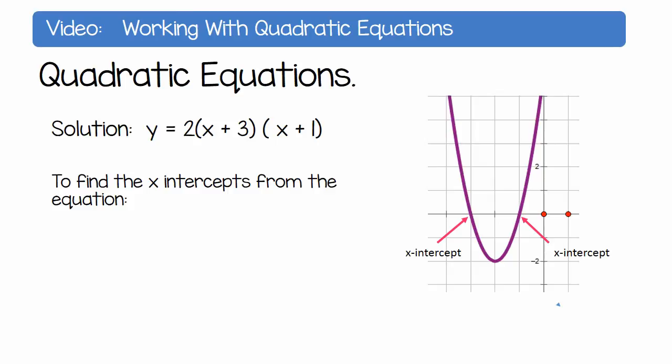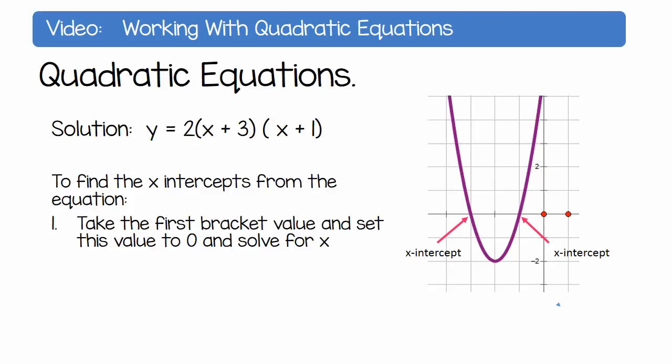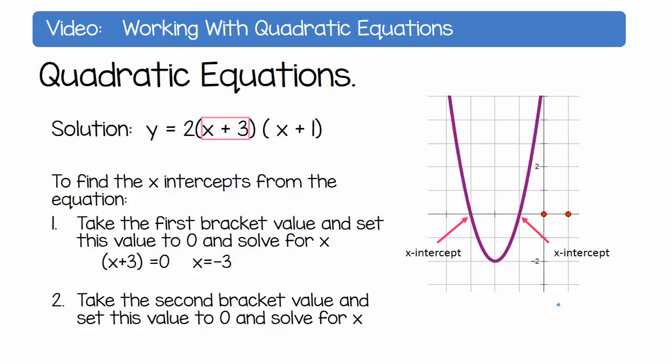To find the x-intercepts from the equation, take the first bracket value and set this value to 0 and solve for x. X plus 3 is 0, so x is equal to -3. Take the second bracket value and set this value to 0 and solve for x. X plus 1 is equal to 0, so x is equal to negative 1.